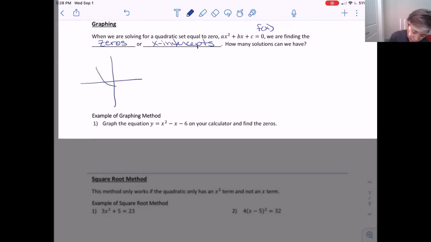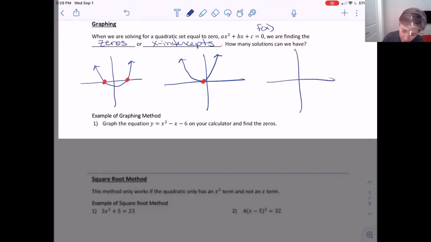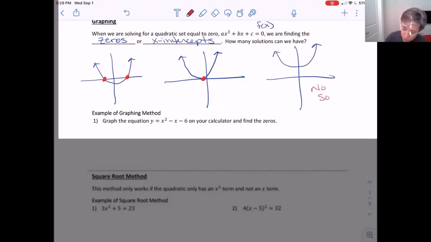So I know we looked at this earlier. If we've got one like this, it is possible to have 2 solutions to the equation because we have 2 x-intercepts. If the parabola only touches the x-axis and bounces off, then it's possible to have only 1 solution. And if the parabola opens up away from the axis and doesn't cross the axis at all, then we have no solution.